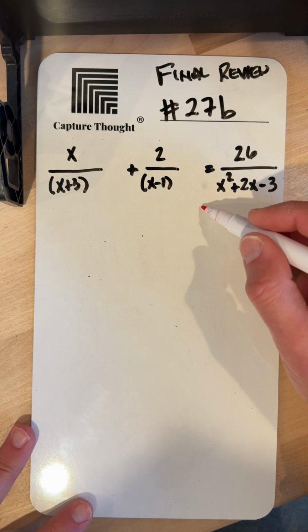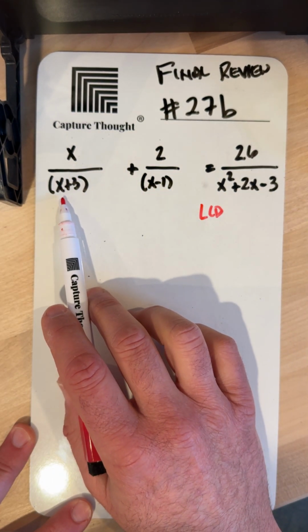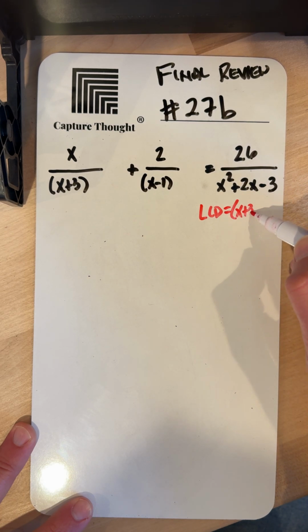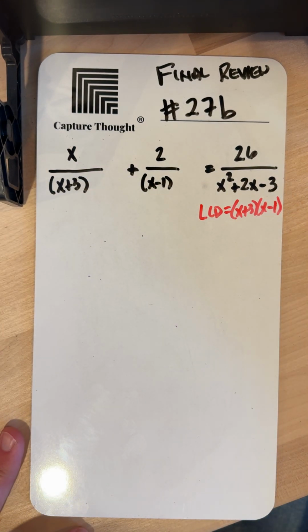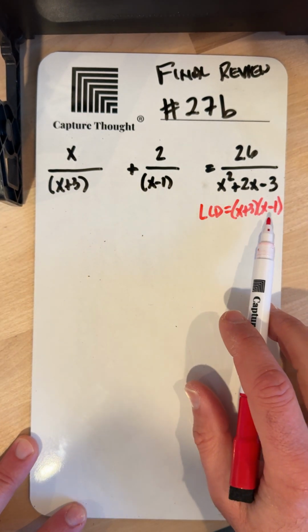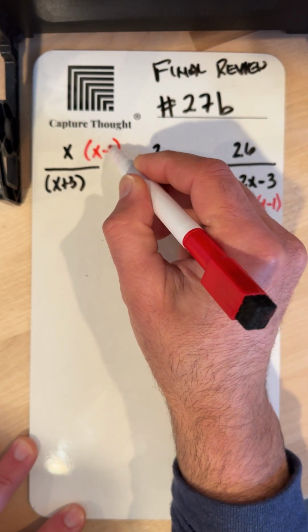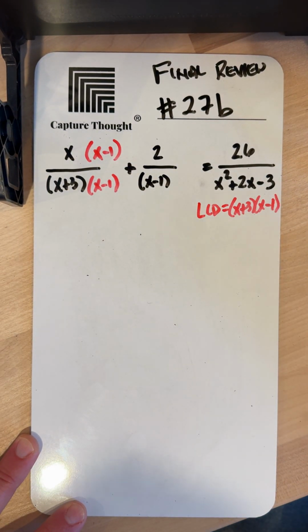So right here, I would notice that the lowest common denominator on the left-hand side between an x plus 3 and an x minus 1 is just the product of the two. It's just x plus 3 times x minus 1. So I'm going to multiply each of these denominators by the thing that it's missing to create the lowest common denominator. Since this piece already has an x plus 3, the part that I'm missing is the x minus 1. So I'm going to multiply top and bottom by x minus 1 over x minus 1. And again, I can do that because that's just a fancy 1.